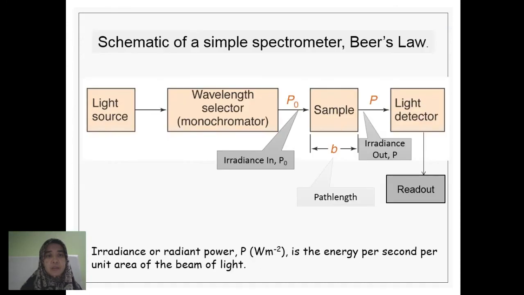This is the schematic of a simple spectrometer based on Beer's law. It usually consists of four main components, which are the light source, the wavelength selector, the sample itself, and the detector.